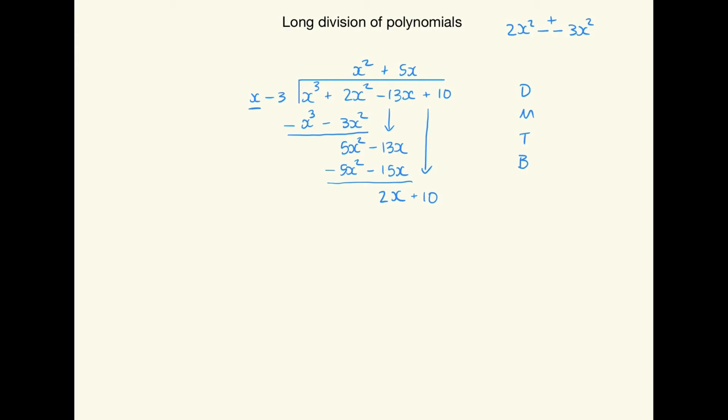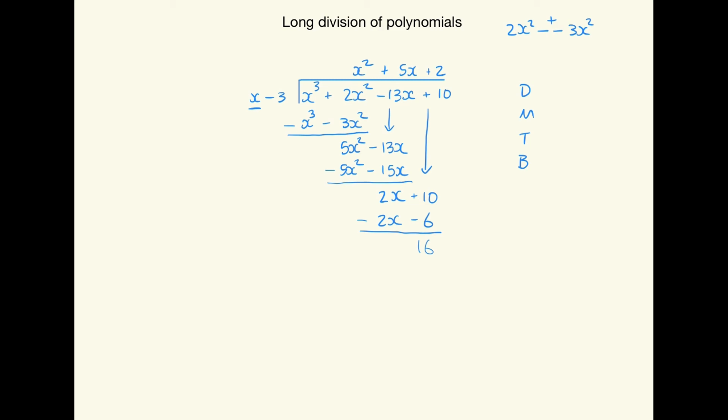I can now start dividing again. So how many x's go into 2x, or in other words, x times what makes 2x? And that'll be positive 2. Let's multiply now. 2 times x is 2x, and 2 times negative 3 is negative 6. Now we're going to subtract that. So 2x plus 10 minus 2x minus 6. Well, again, the 2x minus 2x is going to be 0, but now we've got positive 10, so 10 take away negative 6. Or in other words, 10 add 6, and that's going to give you 16.